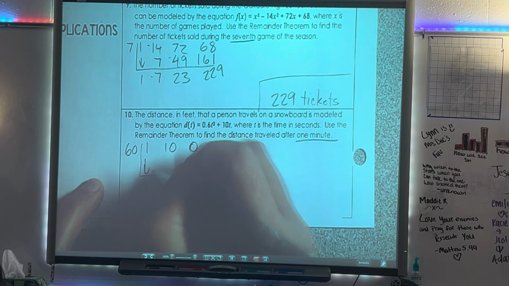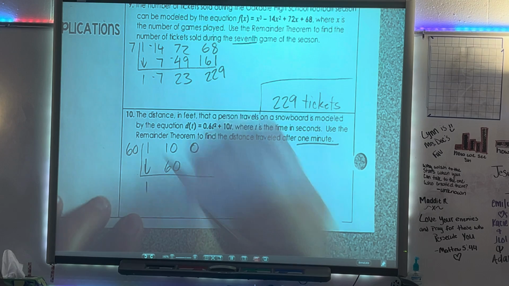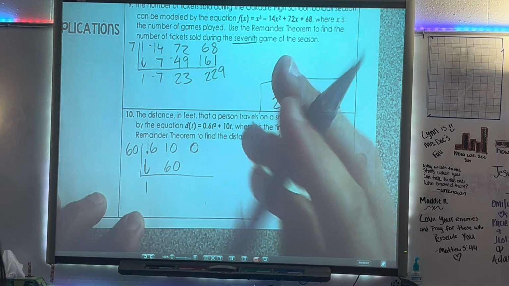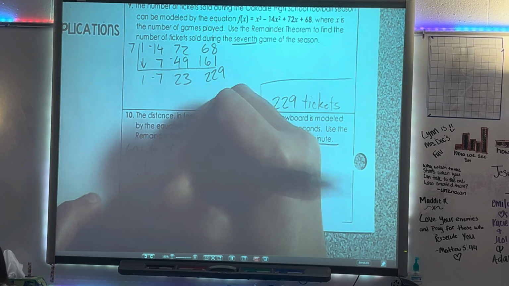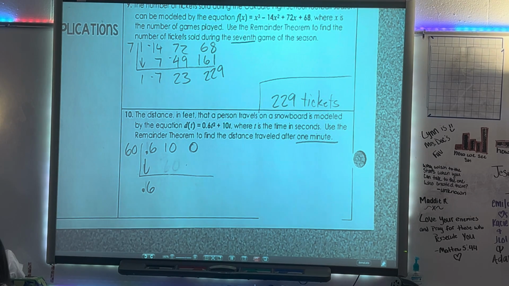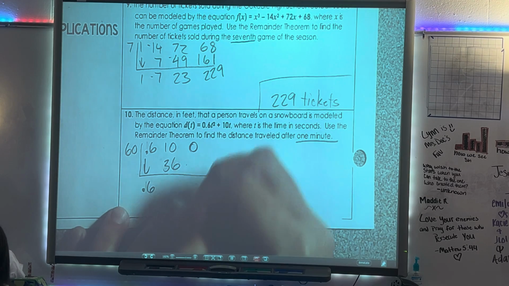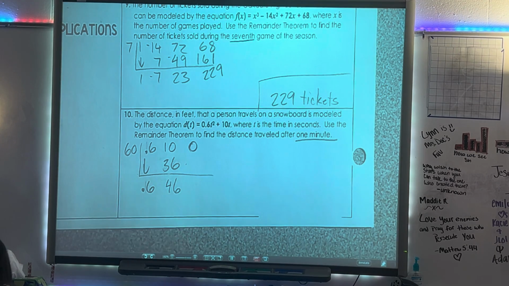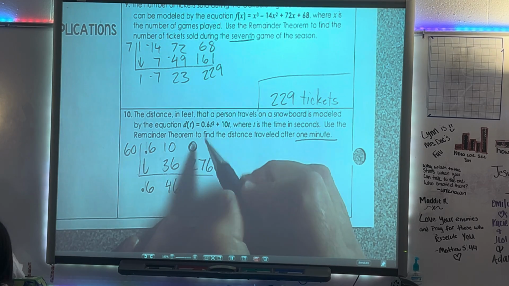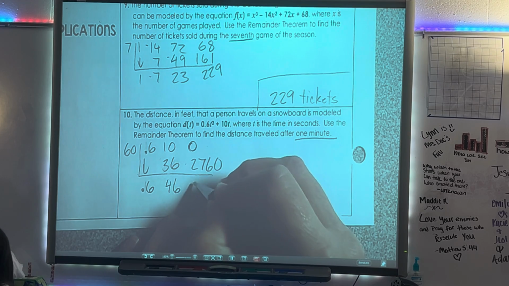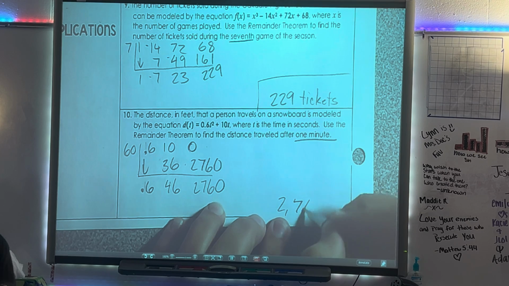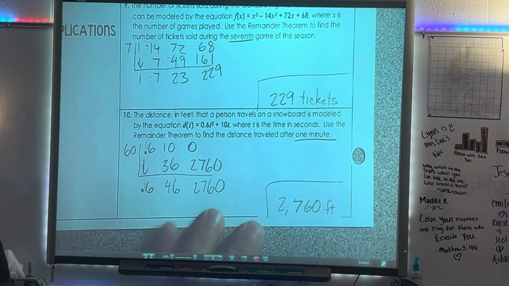Alright, so 1, 60. Oh, this is 0.6. Oops, sorry. Wasn't paying attention. 0.6 then. So 0.6 times 60 would be 36. Should make this 46. 46 times 60, I got 2,760. If you didn't have that placeholder there, we would have missed that. Alright, so it would be 2,760 feet. Get there?